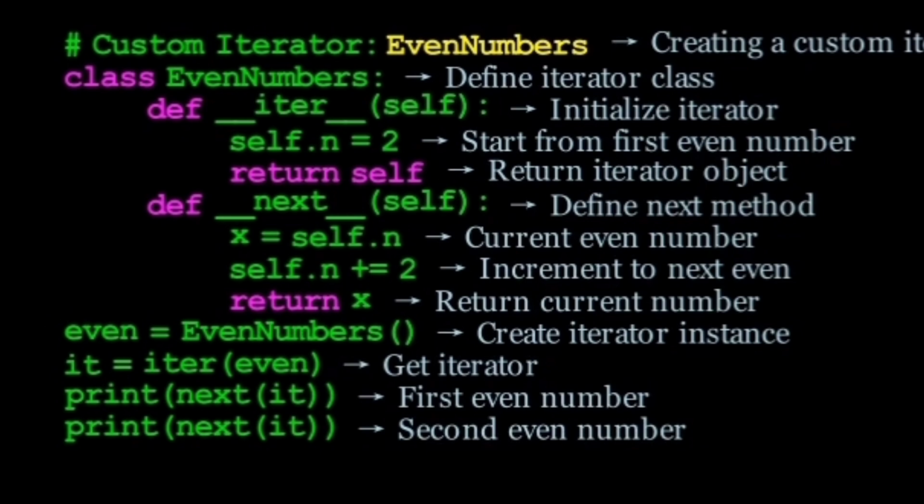We store the current value in variable x, and then we update our state by incrementing n by 2 to prepare for the next even number. Finally, we return the current even number.